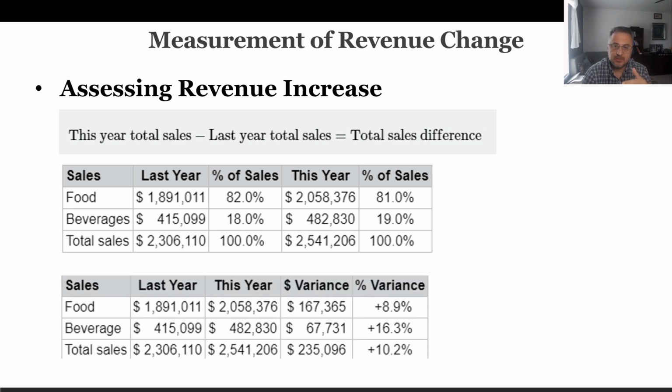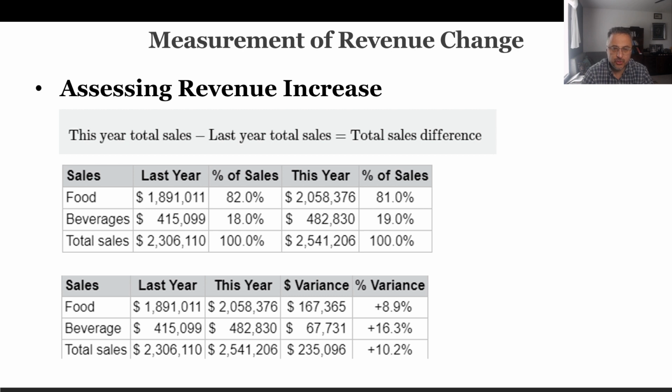In this example, we can calculate first, of course, the difference, right? If you look at the food, 2,058,376 minus 1,891,011 gives us $167,365. So our revenue increased. Similarly, we also want to see the percentage increase. So we take the variance, meaning the difference, which in this case is a positive 167,365. We can divide that by last year's value, and that gives us positive 8.9%.